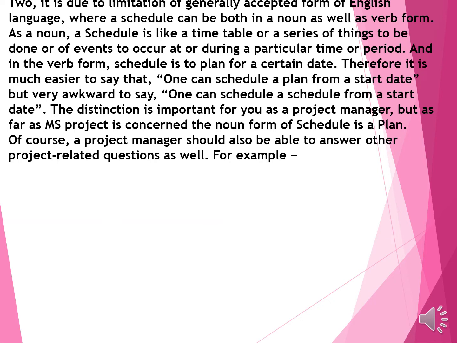Two, due to the limitation of the generally accepted form of the English language, where schedule can be both a noun as well as a verb. As a noun, schedule is like a timetable or a series of things to be done or of events to occur during a particular period of time. And in the verb form, schedule is to plan for a certain date. Therefore, it is much easier to say that one can schedule a plan from a start date, but very awkward to say one can schedule a schedule from the start.